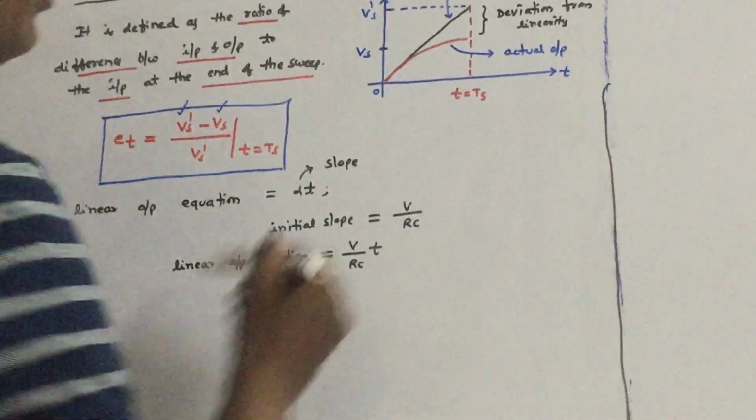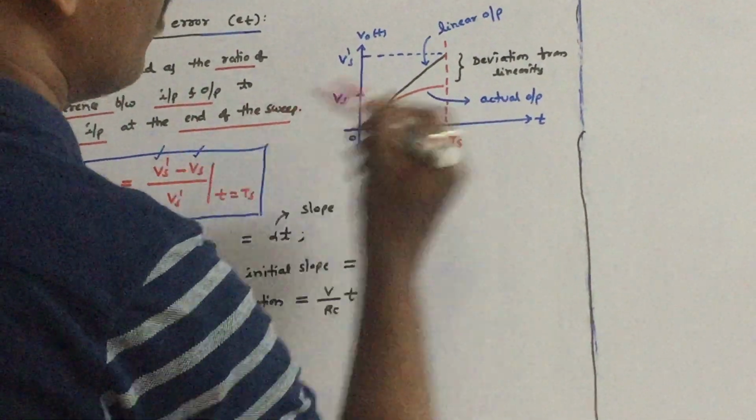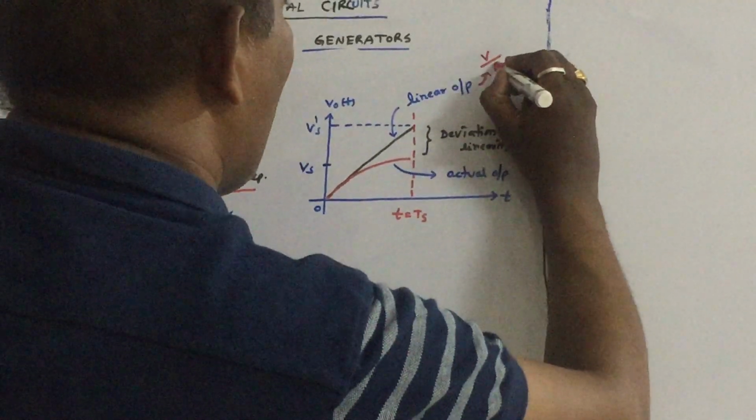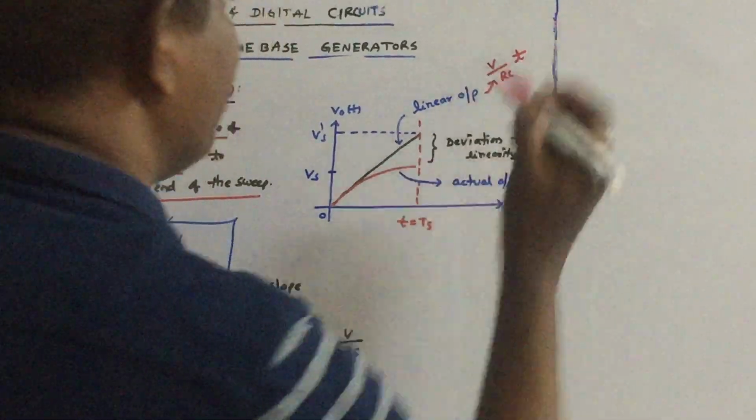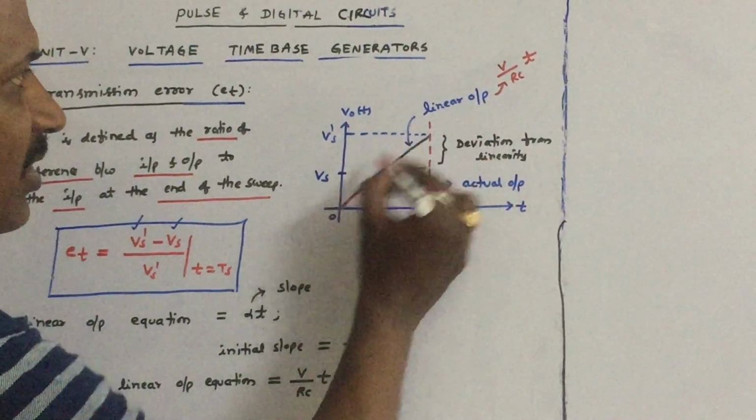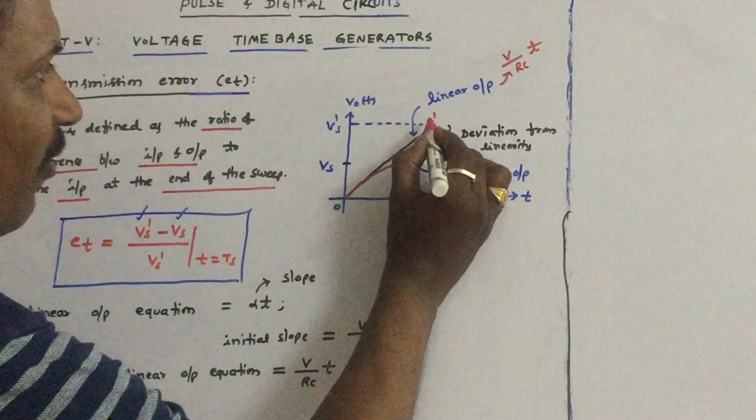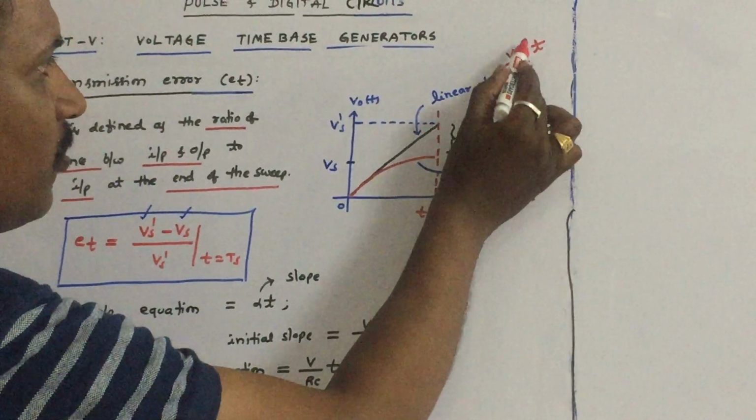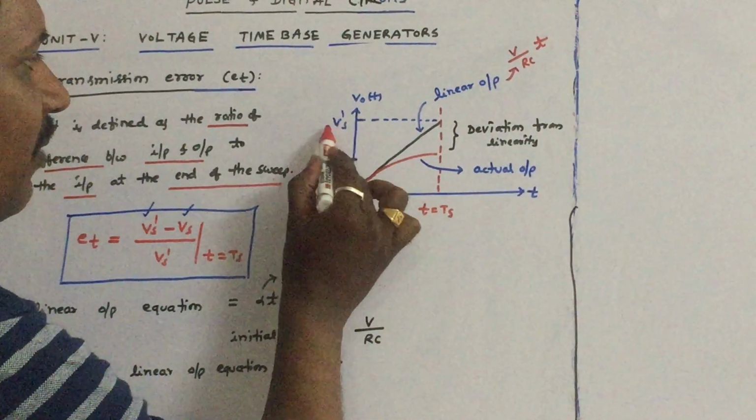So this is the equation of this line. What is the equation of this line? The equation of this line is V by RC into T. So what do I want? I want the amplitude at T is equal to Ts. That means just substitute Ts, and that is nothing but Vs dash.